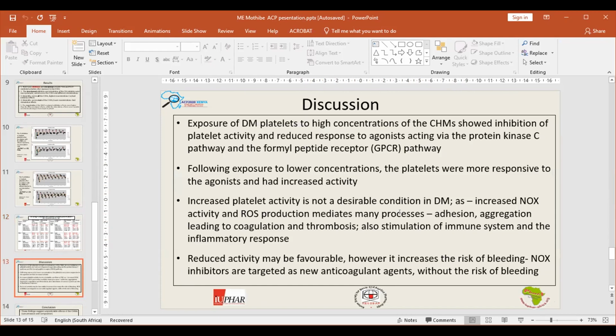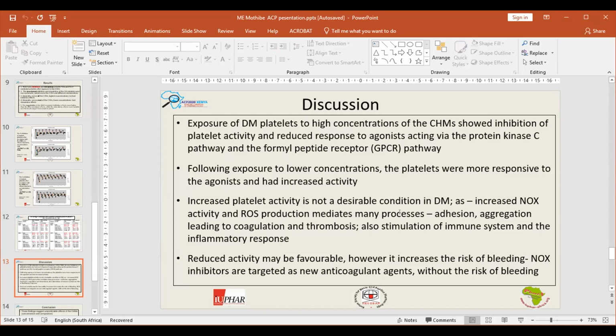In discussion, we have seen in the results that exposure of diabetes mellitus platelets to higher concentrations of the herbal mixtures showed inhibition of platelet activity, evidenced by the reduced response of the platelets to agonists acting via the protein kinase C pathway, as well as via the formyl peptide receptor pathway, which is a G protein coupled receptor pathway. Following exposure to lower concentrations of the standards, the platelets were more responsive to the agonist and had increased activity. The inhibition and stimulation of platelet activity actually translate to the antioxidant and the pro-oxidant behavior of the herbal medicines on the platelets.